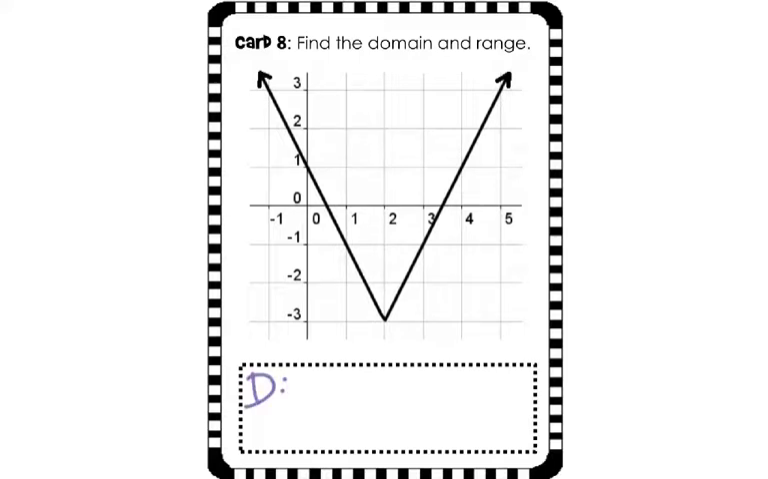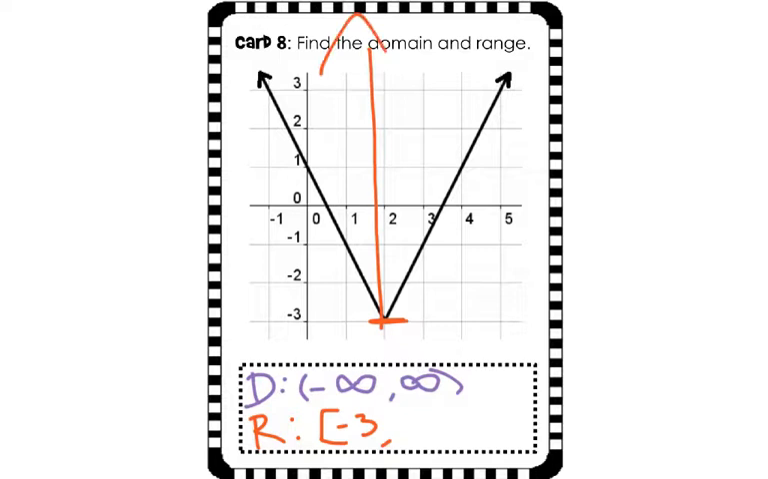Okay, domain for this one. It's going to keep going left and right forever. So -infinity to infinity. Range for this one. The bottom it goes to is -3, and then it's going to keep going up forever and ever. So it's going to be positive infinity. And that is card number T, which I tried to give away at the beginning.